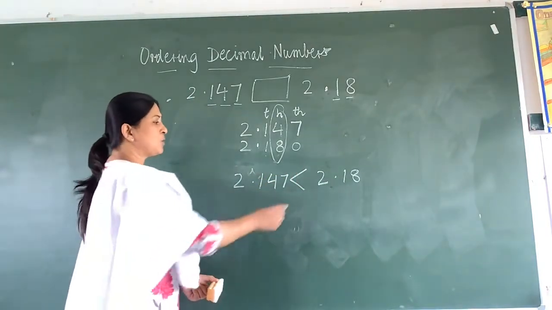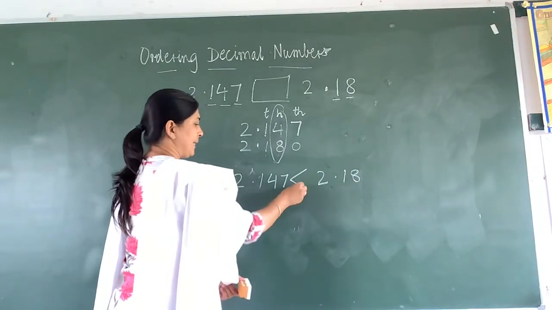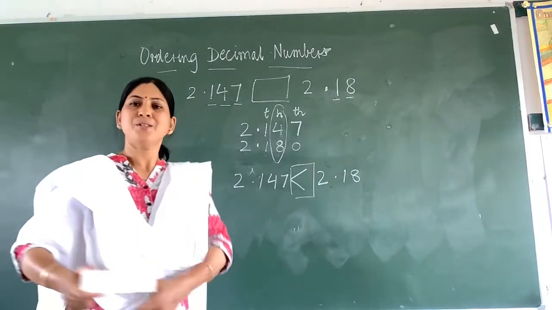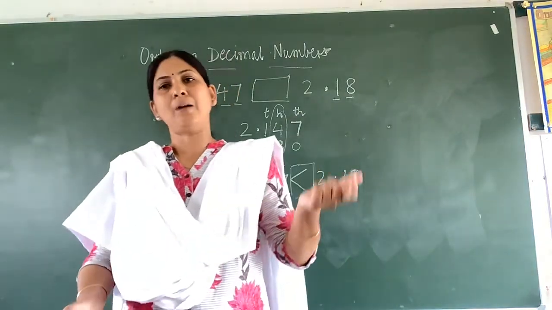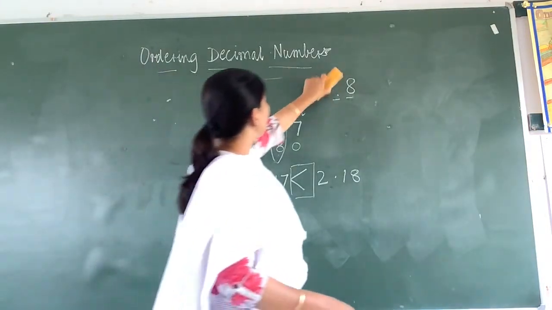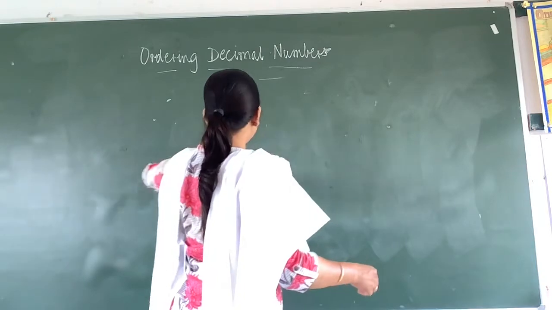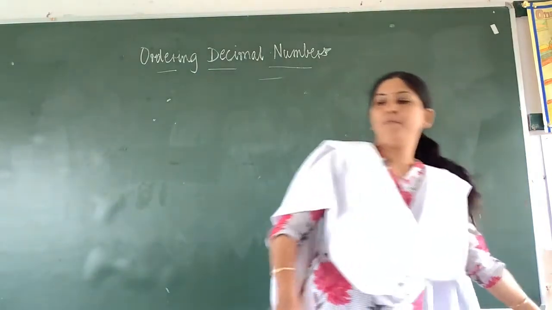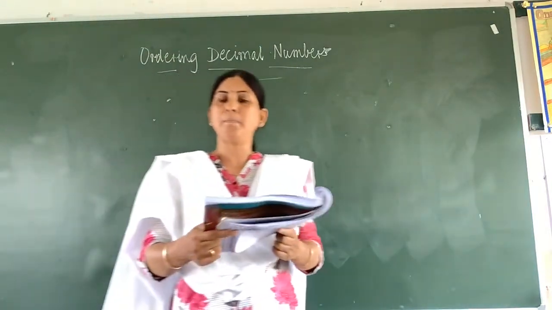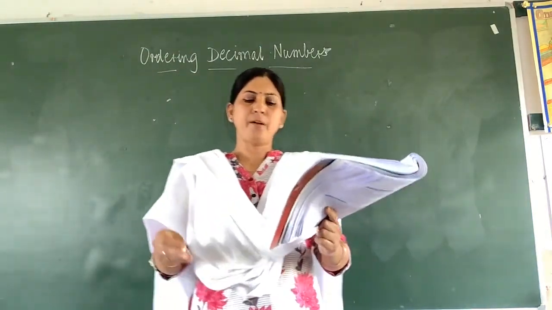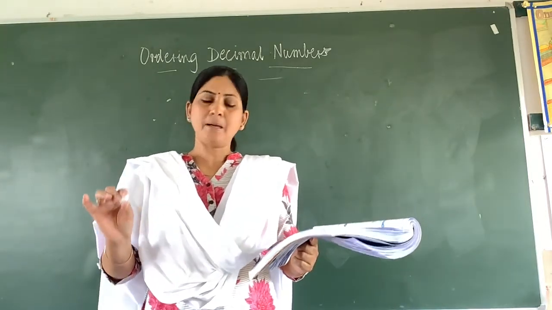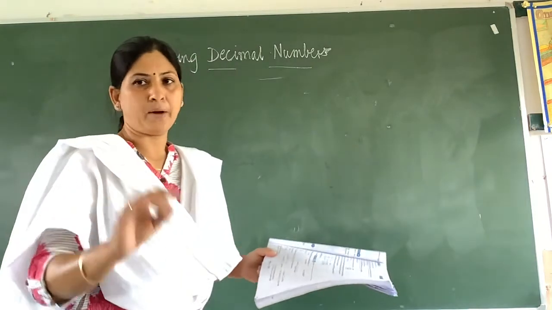So when we compare 2.147 and 2.18, what did we find? We found that 2.18 is greater than 2.147. So you see how easy it is. Now I will take another example, children, and show you how to compare. On page 87, we have 6 sums where we have to compare decimal numbers. Let us compare them one by one.